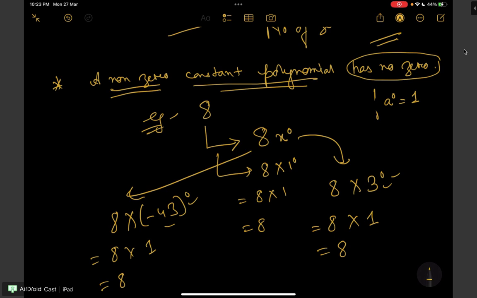This type of question is very important for MCQ based questions, and they are often asked in your examinations. Alright, now next a few more statements we need to make. A linear polynomial has only one zero.